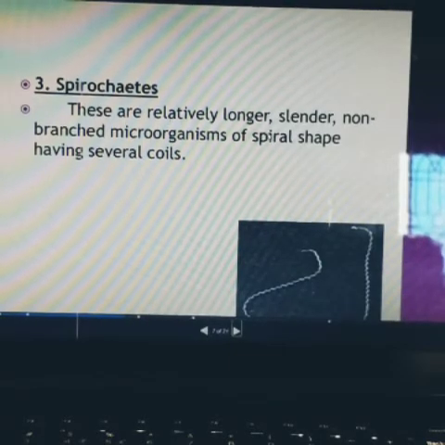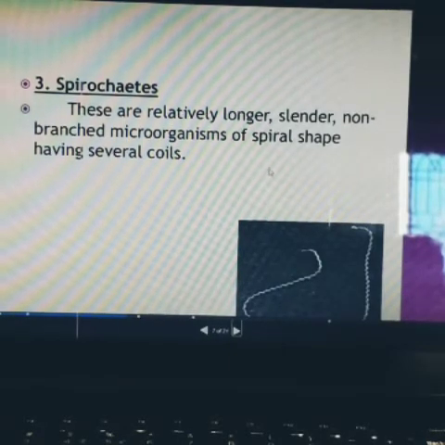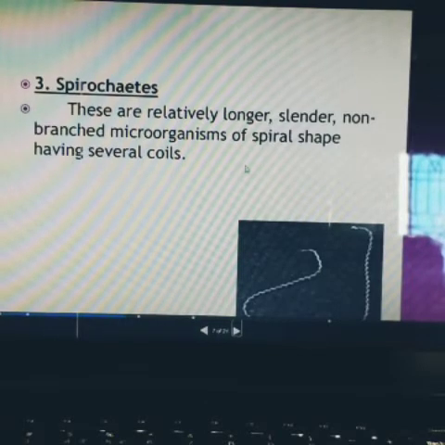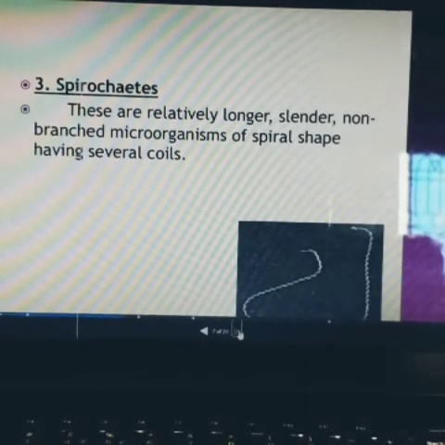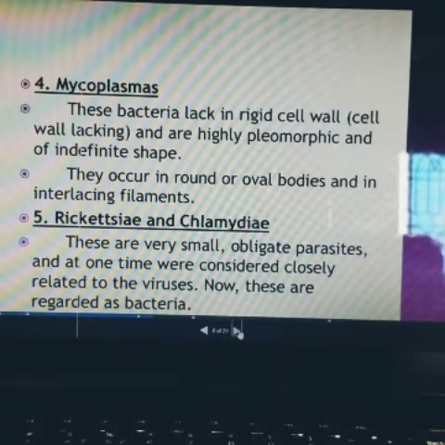These are relatively longer, slender, non-branched microorganisms. So this is a spiral shape, having several coils. Look at this image, a spiral shape. So this one is a spiral-shaped bacteria. And next, look at mycoplasma.